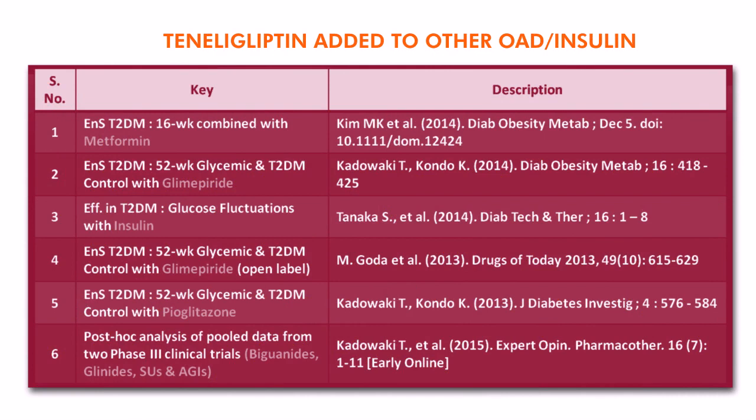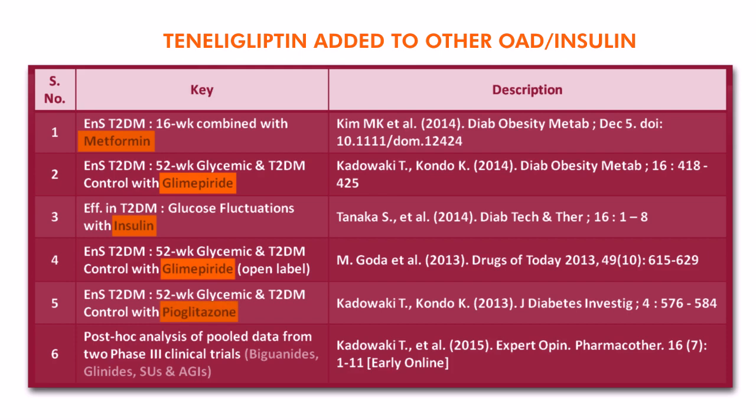Teneligliptin is studied in combination with metformin in the first trial. In the next 2 trials, it has been studied in combination with glimepiride and insulin. In the 4th trial, it has been studied in combination again with glimepiride, but as an open label. In the 5th trial, it has been studied in combination with pioglitazone. And lastly, there was one large trial with almost 700 patients where teneligliptin was studied in combination with biguanides, sulfonylureas, glinides like repaglinide, nateglinide, and even in combination with alpha glucosidase inhibitors. We will see the efficacy results of all these trials.